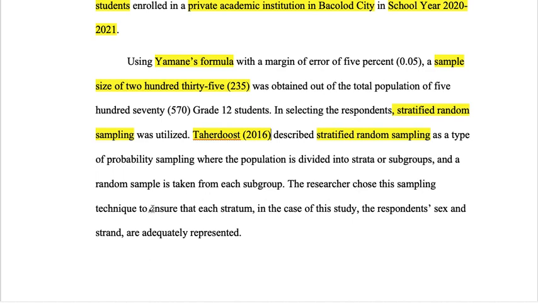So that is, the researcher used stratified random sampling to ensure that each stratum, okay, stratum refers to the respondents' sex and strand, are adequately represented. So that is why stratified random sampling is used. Now, our objective number two is to write properly the data commentary. So the next paragraphs are the data commentary of the respondent section.